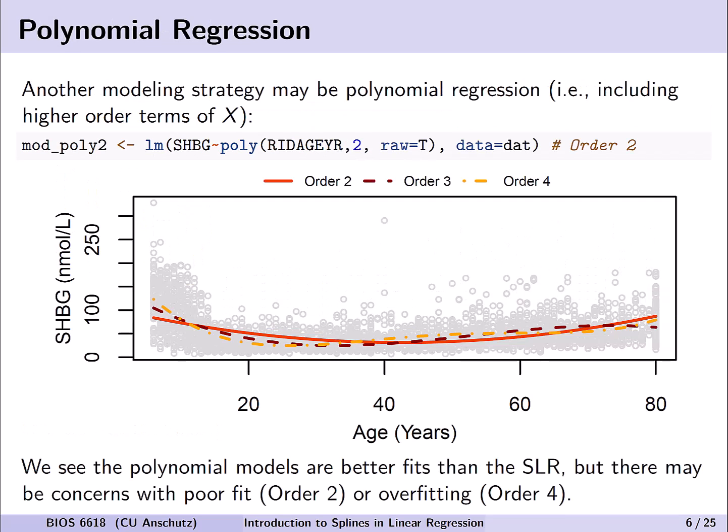Now, one strategy we have discussed so far this semester is polynomial regression. In other words, including higher order terms of x. So not just age, but maybe age squared or age cubed and age to the fourth. We see here on the plot below an example with a squared, cubed, and quartic term added to the model. It looks definitely better than the simple linear regression, but there are still some concerns. For example, the red order 2 model might still be underfitting the data, better but not great, whereas order 4 may have a little bit of potential overfitting. And likewise, for order 3, we aren't sure if it's quite the best fit. So we might be looking for something that might be a little more flexible.